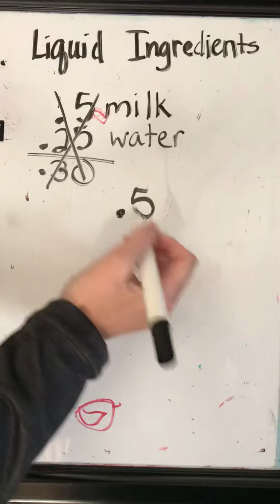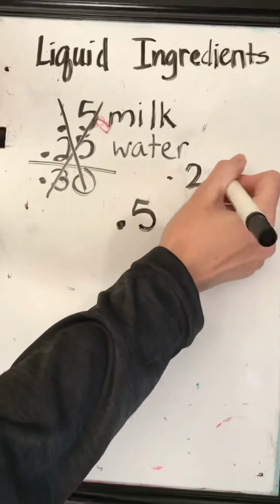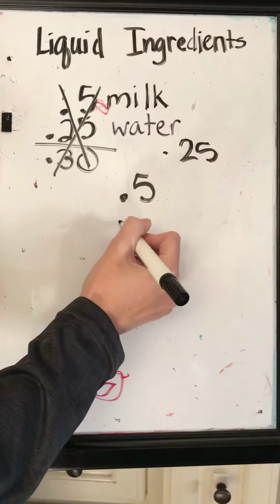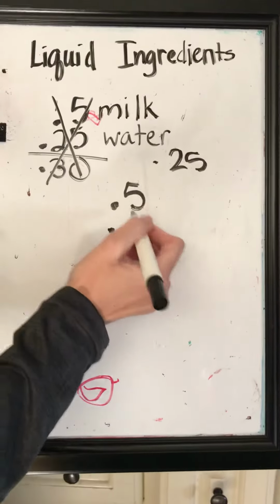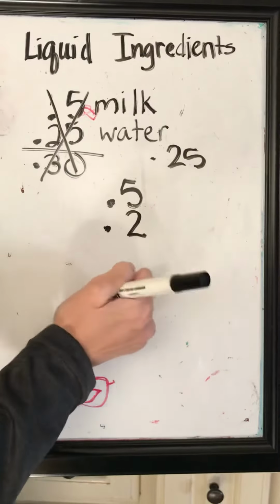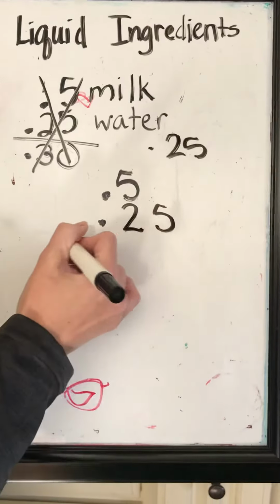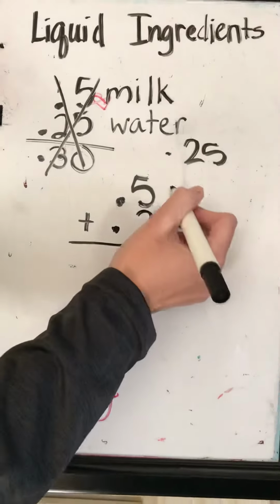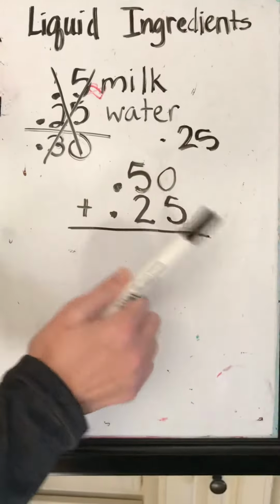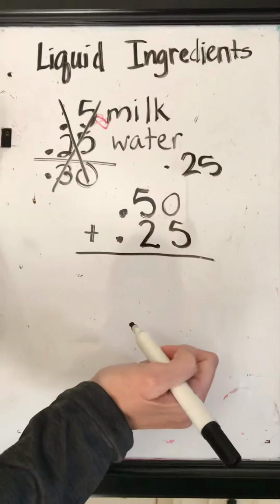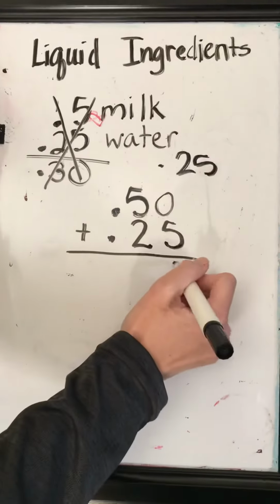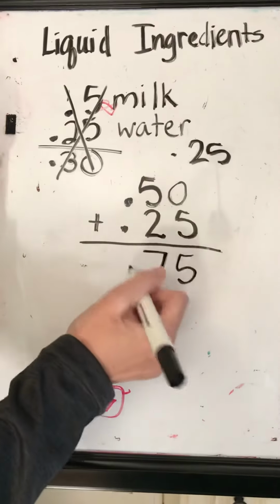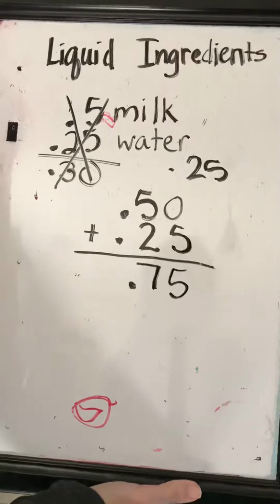So since I had 5 tenths, and for water, I have 25 hundredths, I need to add the 5 tenths with the 2 tenths, because the 2 is in the tenths place, and then the 5 is in the hundredths place. So now I've got everything lined up correctly, and I can place a 0 here to show that there are no hundredths in this example. So when I add this together, I end up with 75, and now I can bring my decimal point down, and I've got 75 hundredths.